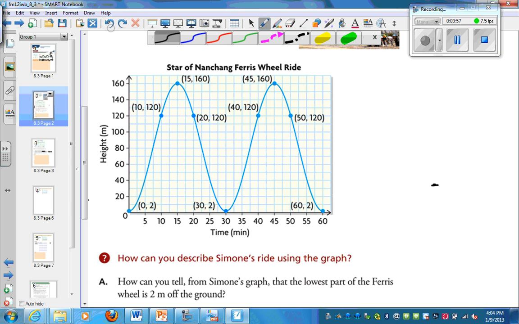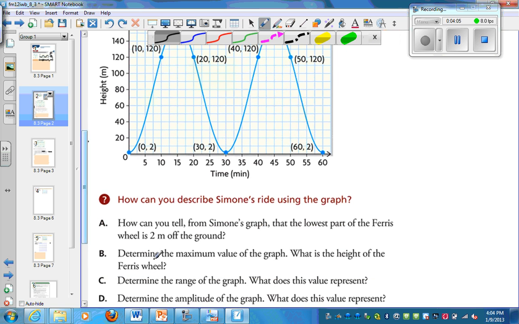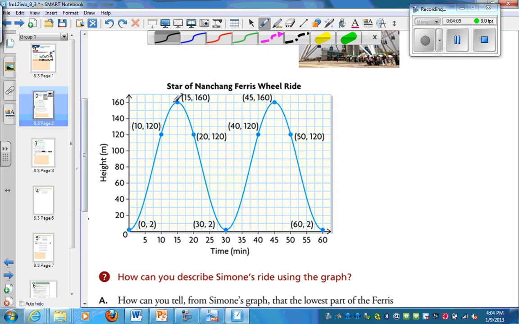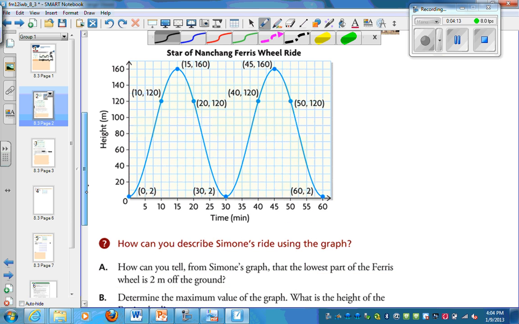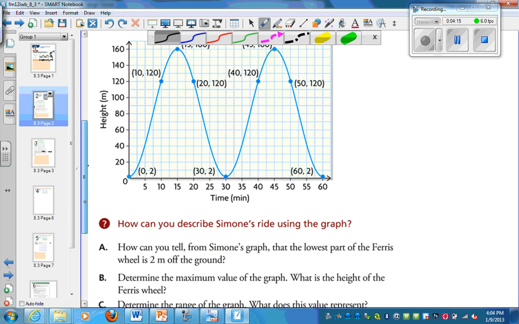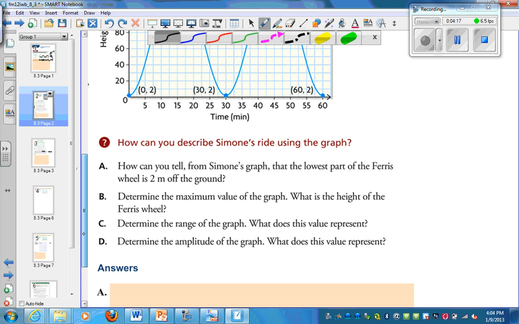But you can see that the value never gets lower than 2. So that makes sense, right? The Ferris wheel would be 2 meters off the ground. Determining the maximum value, what is the height? So the maximum value happens right here. That maximum value is 160 meters. So that means that the Ferris wheel is 160 meters off the ground.